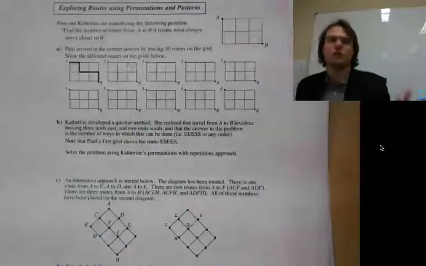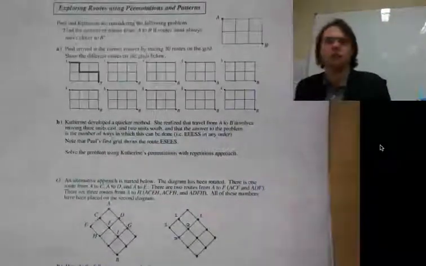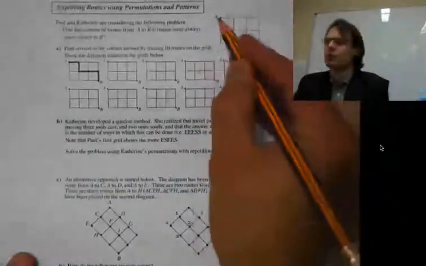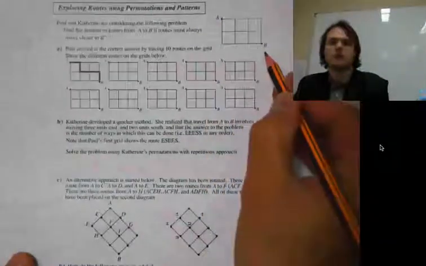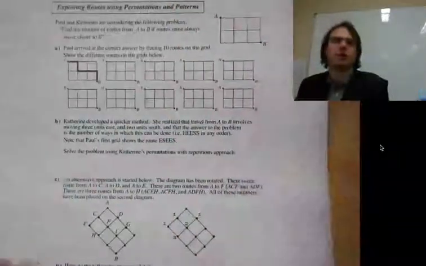So we have Paul and Catherine. They are considering the following problem. How do we get from point A to point B without going backwards? So from point A to point B without going backwards. So this is what they do.